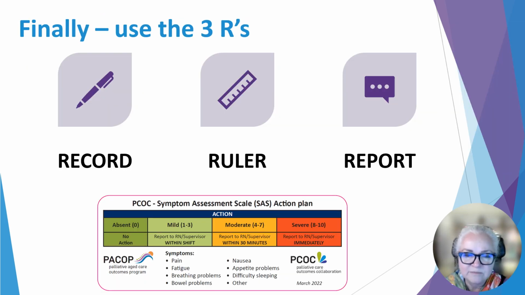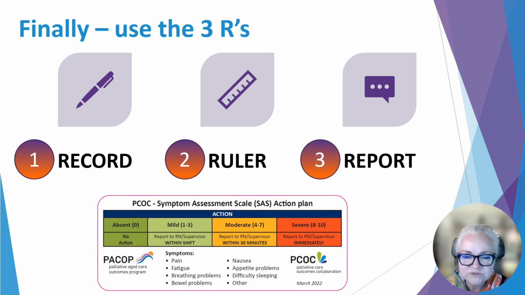Having done all the amazing work that you do, finding out what is happening to your resident and working out that they've got pain, the important things to do now are to record the information, to make sure that you're using the escalation ruler below, and to report to your supervisor or your RN depending on the degree of distress that the resident is experiencing from the symptoms.